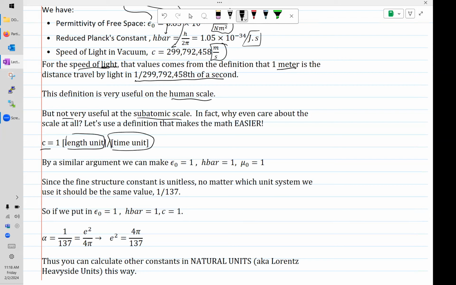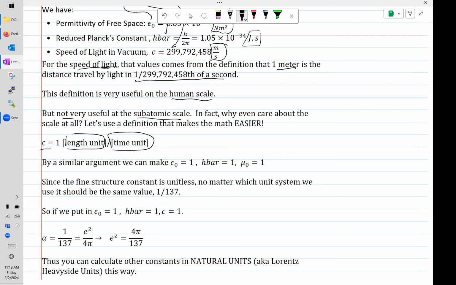But the idea is that the speed of light is some length unit divided by some time unit. In fact, if we make the length unit and the time unit the same, don't even call it a second, don't even call it anything, just call it Bob, then Bob over Bob is equal to 1. All right, just bear with me. This is probably something that's kind of wonky to do.